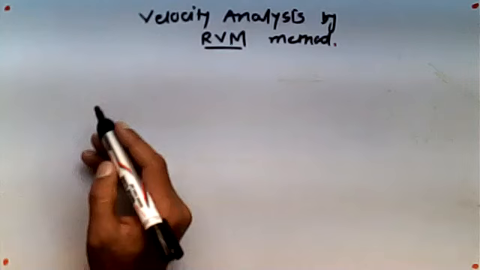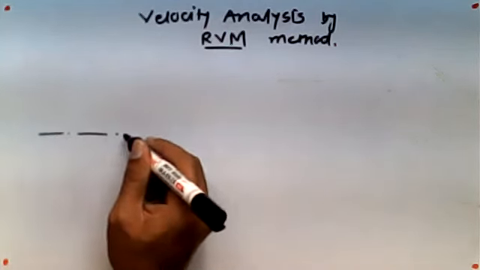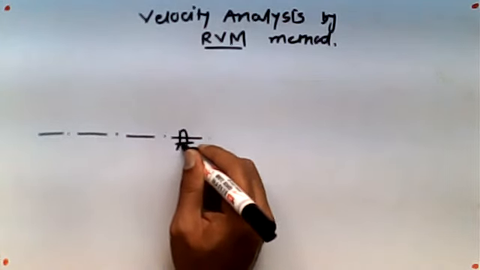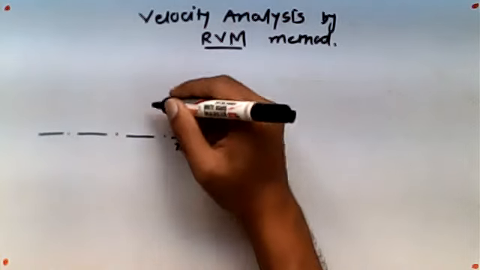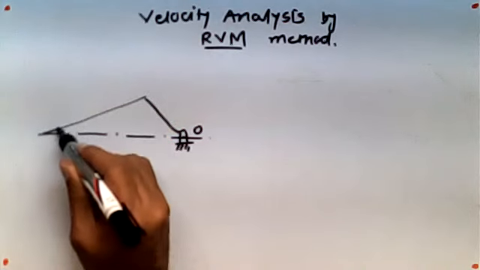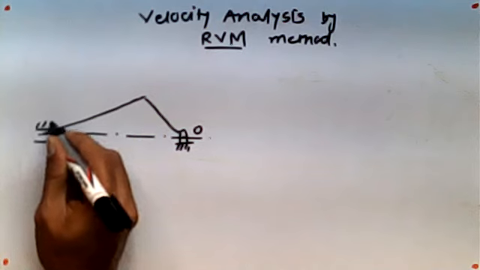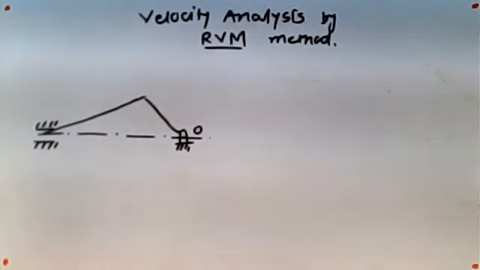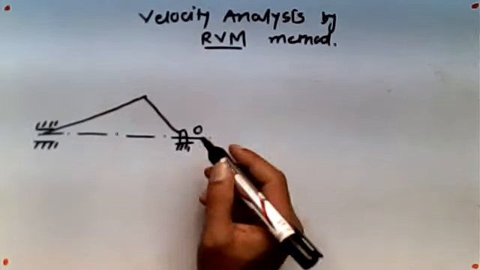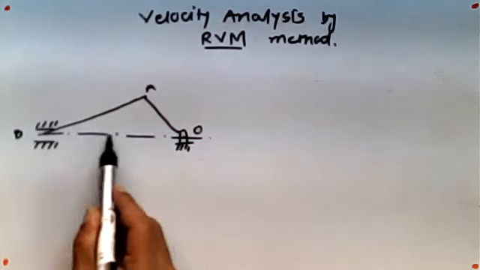So let's say we have this configuration given. This is the crank. It is connecting the rod here, and this is the slider. The points are point A, point B, and this is the line of action of the slider.